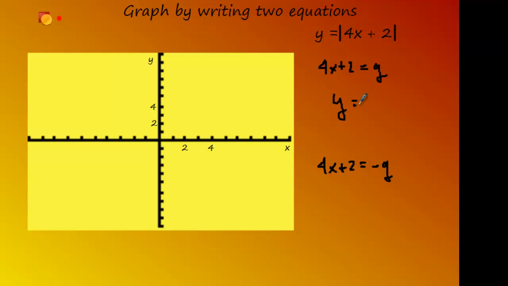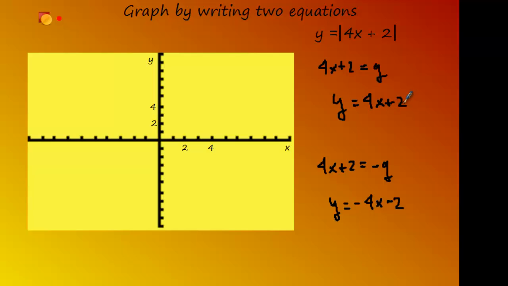So this equation is already in slope-intercept form, so I'm just going to write it like that. Then I'm going to have to divide by a negative sign, so that's going to change the sign of everything. So that's going to be negative 4x minus 2. So I have my two equations, so we'll go ahead and graph each one of those.